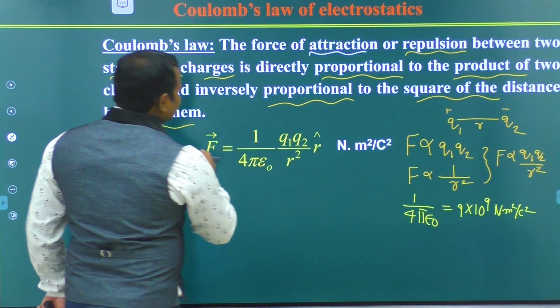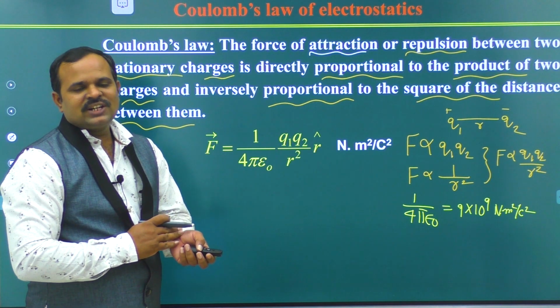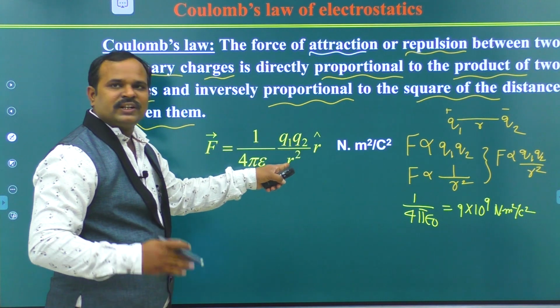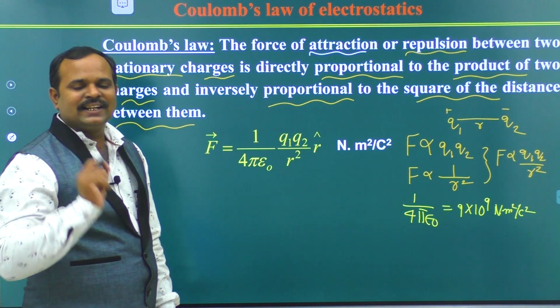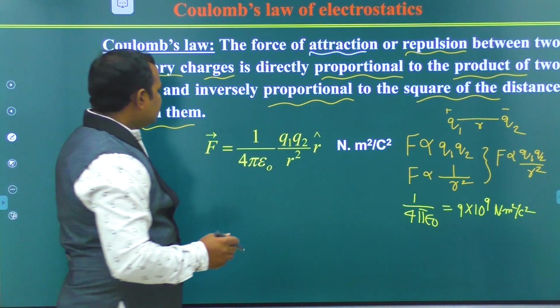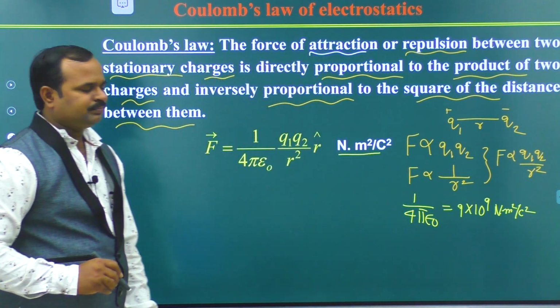Force is a vector quantity which has a direction and magnitude. So 1 by 4 pi epsilon naught Q1 Q2 by r square gives you the magnitude, and r cap is the direction of the force that is acting on the two charges. So r cap. And the units are Newton meter square per Coulomb square.